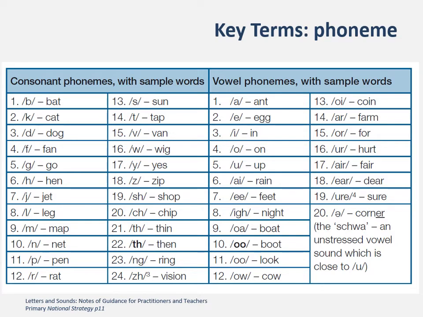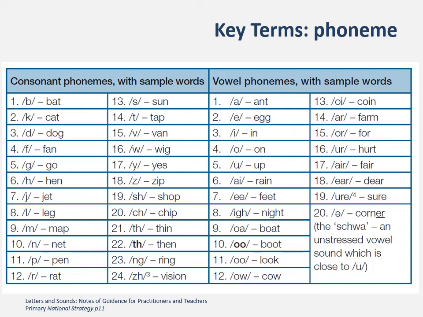And the same for the vowel phonemes. And remember, we are talking about the sounds, not the letters. So although the letter vowels are A, E, I, O, U, there are many more phoneme vowels, the sounds that are vowel sounds. And again, that is explored in the dedicated presentation.